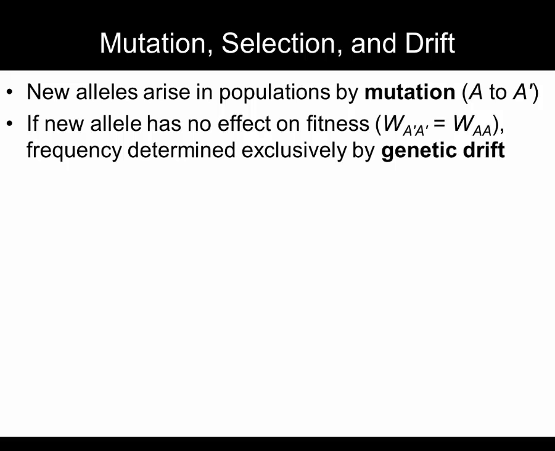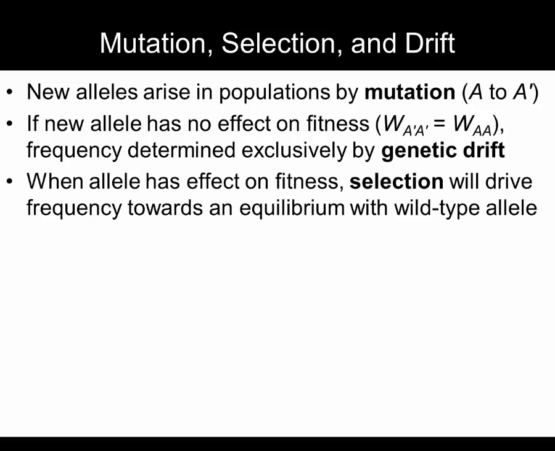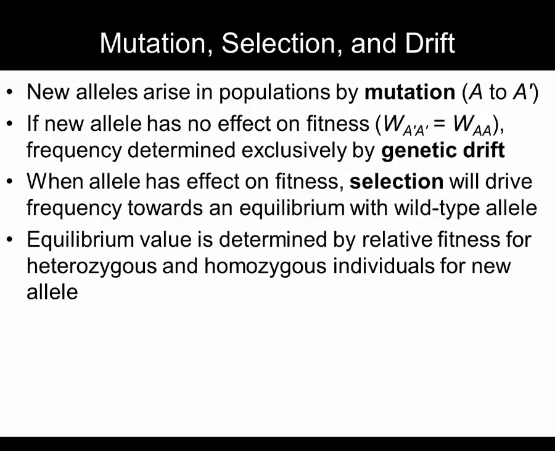Most of the time, the mutation will not affect fitness. The allele frequency will only fluctuate due to drift. But when the new allele affects fitness, selection will drive the wild type and mutant alleles to a stable equilibrium. The exact nature of the equilibrium will depend on the relative fitness of individuals who are heterozygous and homozygous for the new allele. If the fitness of the homozygous mutant is lower than that of the wild type, then the allele frequency will settle at the square root of the mutation rate divided by the selection coefficient. This is just a rearrangement of the mu equals Sq squared equation.